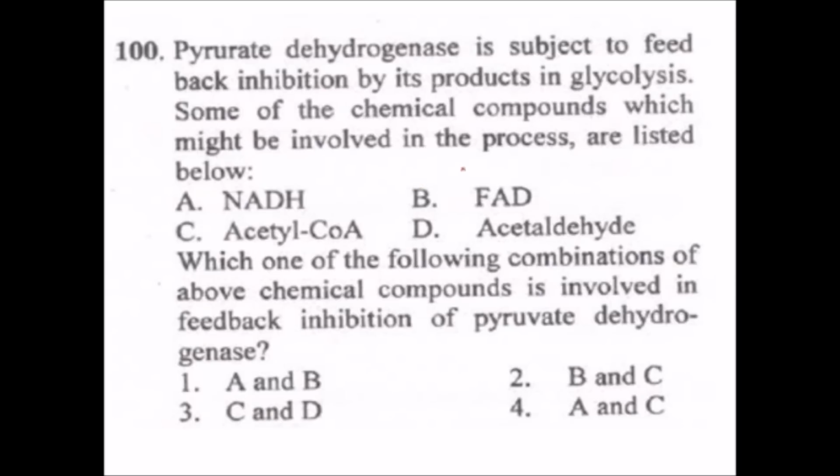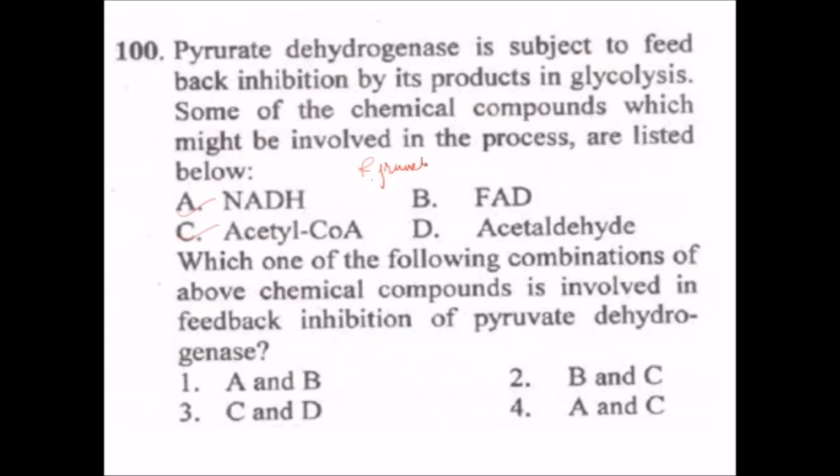Last question of this video is that pyruvate dehydrogenase is subject to feedback inhibition of its production in glycolysis. Some of the chemical compounds which might be involved in the process are listed below. Actually, the one which is the end product of pyruvate dehydrogenase will act as a feedback mechanism inhibitor for the pyruvate dehydrogenase. So we know that the NADH and acetyl coenzyme A are the end products when pyruvate gets converted.